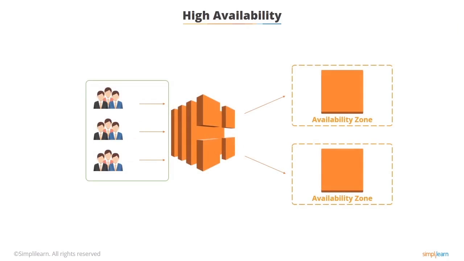You can distribute incoming traffic across your EC2 instances in a single availability zone or multiple availability zones. Elastic load balancing automatically scales its request handling capacity in response to incoming traffic.